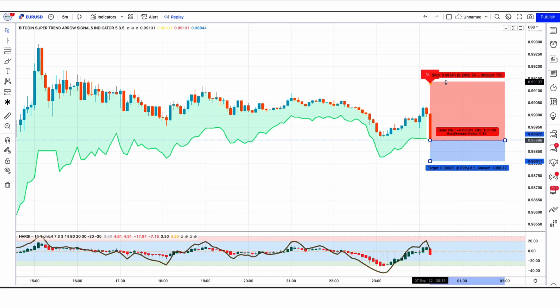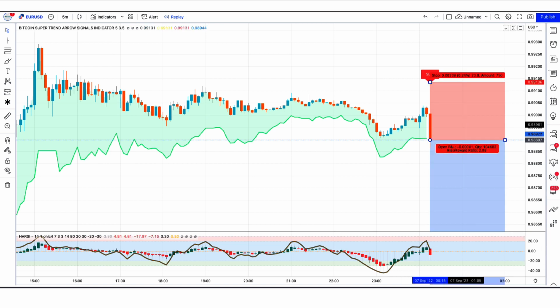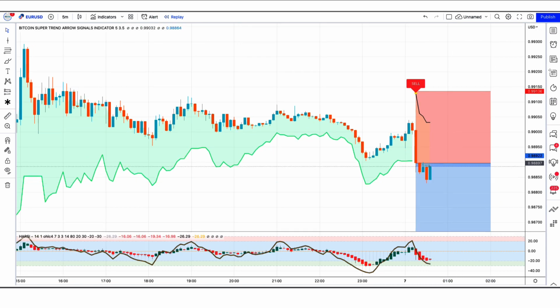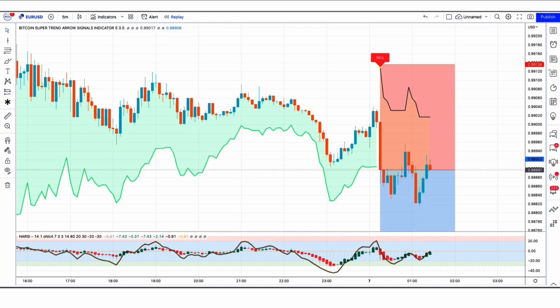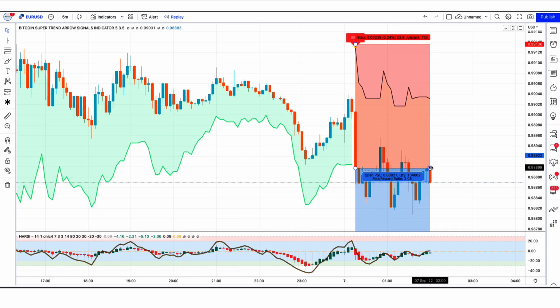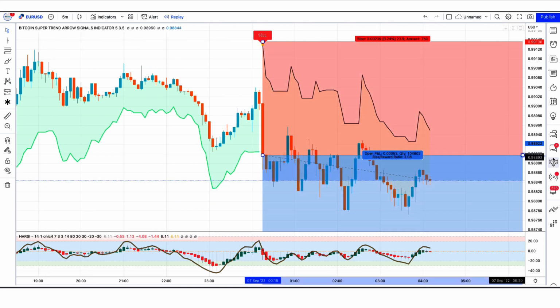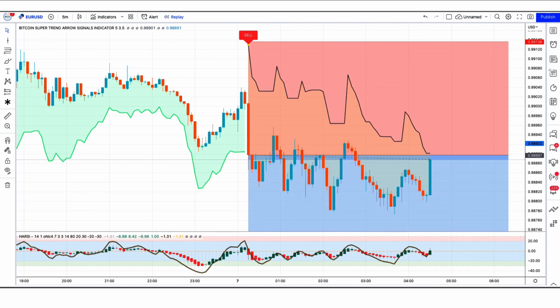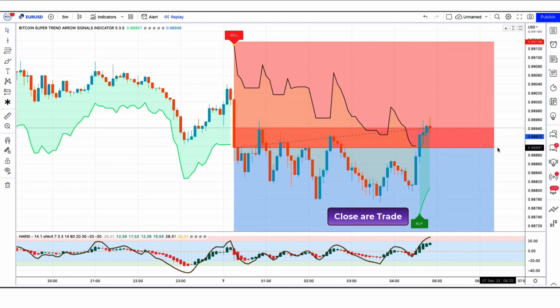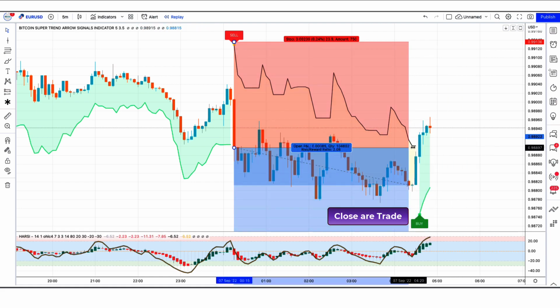Our stop loss will be placed at the super trend arrow signals line. And the risk to reward ratio will be 1:2. Let's see what happens to our trade. Our trade is running in profit. Here we are closing our trade because we have received buy signals.